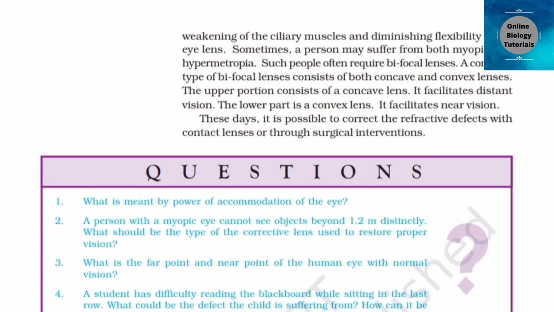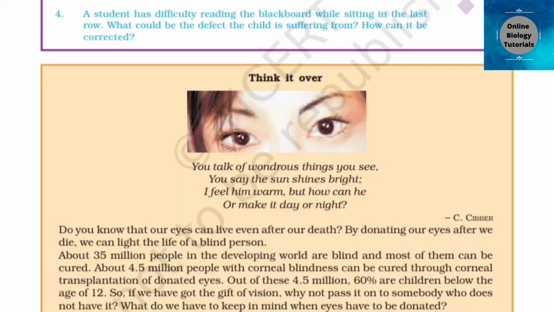Questions. What is meant by power of accommodation of the eye? A person with a myopic eye cannot see objects beyond 1.2 m distinctly. What should be the type of the corrective lens used to restore proper vision? What is the far point and near point of the human eye with normal vision? A student has difficulty reading the blackboard while sitting in the last row. What could be the defect the child is suffering from? How can it be corrected?